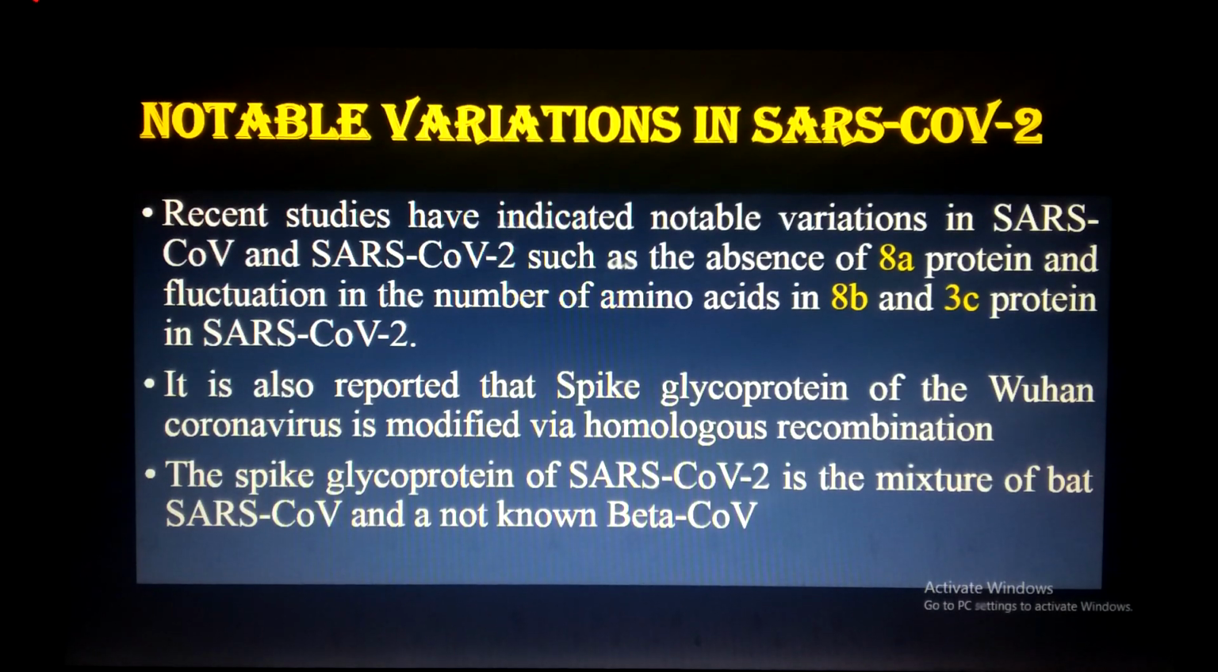Now, recent studies have indicated notable variation in SARS coronavirus 1 and 2, such as the absence of 8A protein. And I have discussed the 8A, 8B, 3C proteins, which are non-structural proteins, in my previous lecture. So must watch that. 8A protein is totally absent in SARS coronavirus 1. And you can also see here the number of amino acids fluctuates in 8B and 3C proteins in SARS coronavirus 2. These are non-structural proteins.